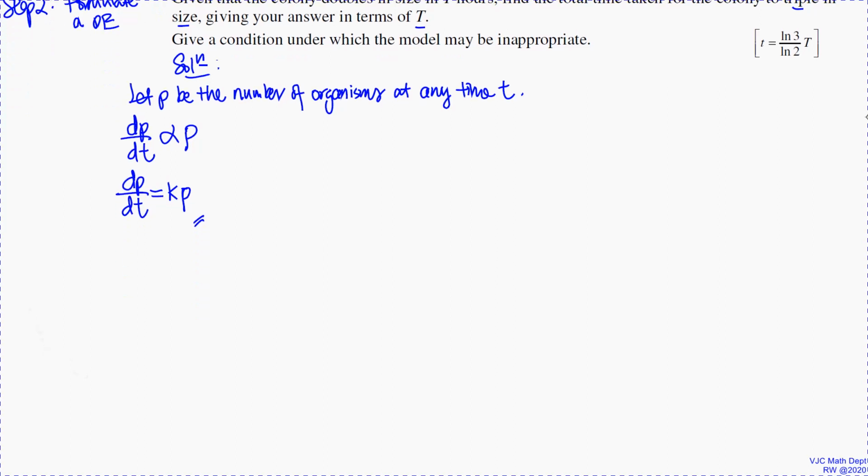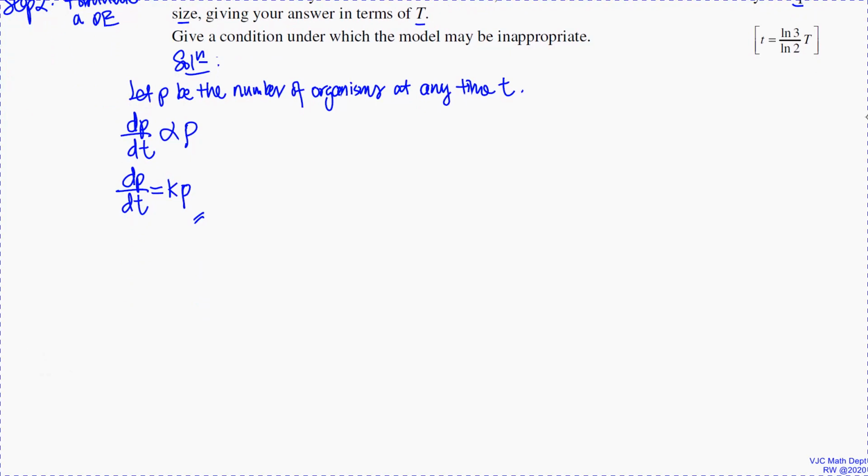How do we solve? We have done this in questions 1 to 4. I don't think it's a big problem. We just divide both sides by P because this is the second type. This is of the type dy/dx equals f(y). So you divide both sides by f(y), then you integrate. So we integrate 1 over P, integrate both sides with respect to t.